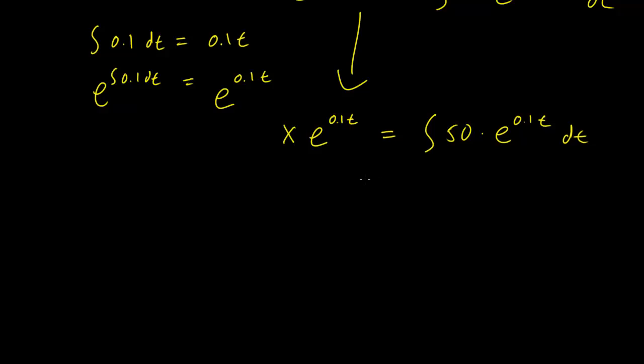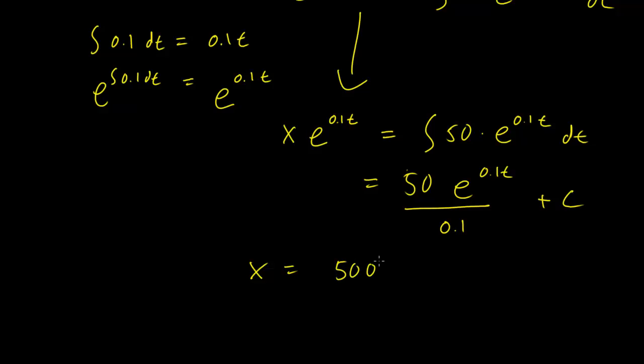So let's integrate this right-hand side. This is going to be 50 e to the 0.1t over 0.1 plus c, okay, which leaves us with x equals 500 plus c e raised to the minus 0.1t when we divide everything by e to the 0.1t. Okay, and this is going to be our general solution.